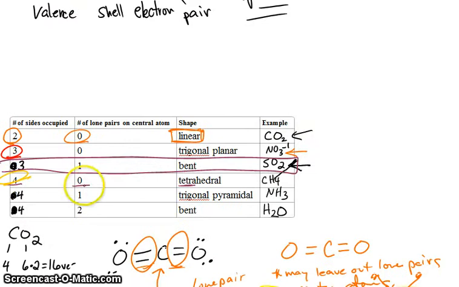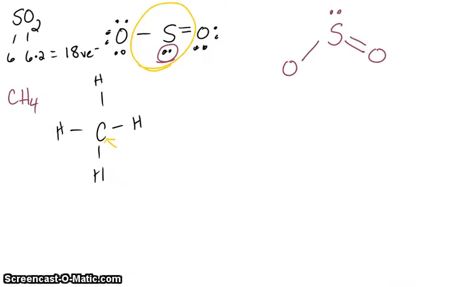So 4 sides occupied, no lone pairs is tetrahedral. What does tetrahedral look like? This one is really funky. This is my favorite one to draw. You put your C in the middle, and we go up here, over here, over here, and a little bit shorter in the middle. Now, technically, that's not the way you'll draw it in college.